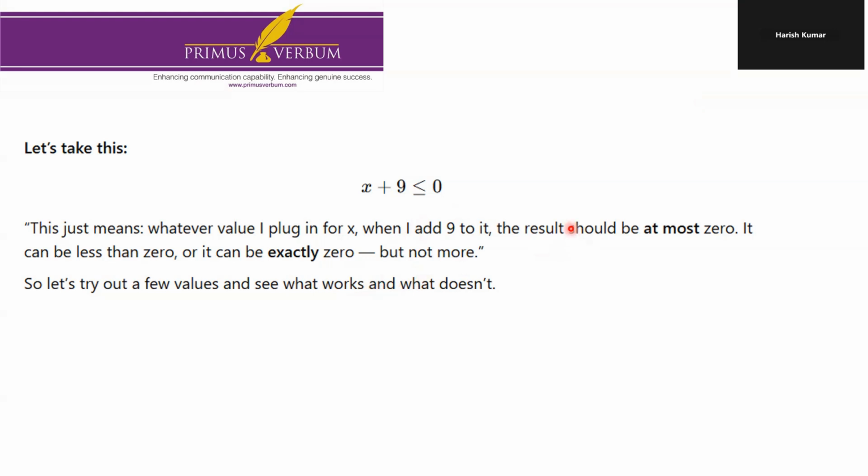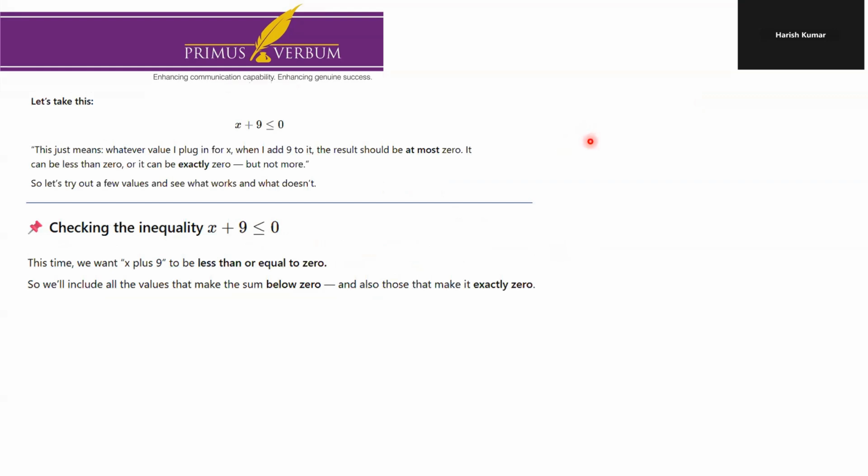Now let's take this. x plus 9 less than or equal to 0. This just means whatever value I plug in for x, when I add 9 to it, the result should be at most 0. It can be less than 0 or it can be exactly 0, but not more. So let's try out a few values and see what works and what doesn't. We are checking the inequality x plus 9 is less than or equal to 0.